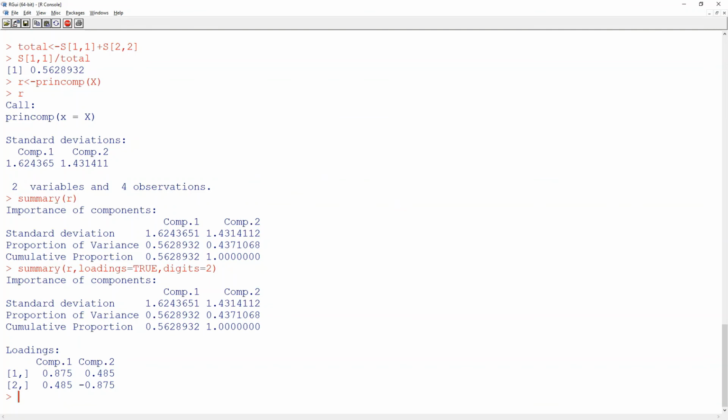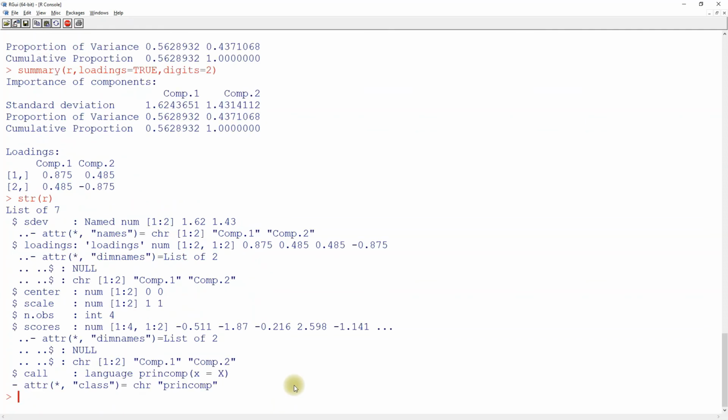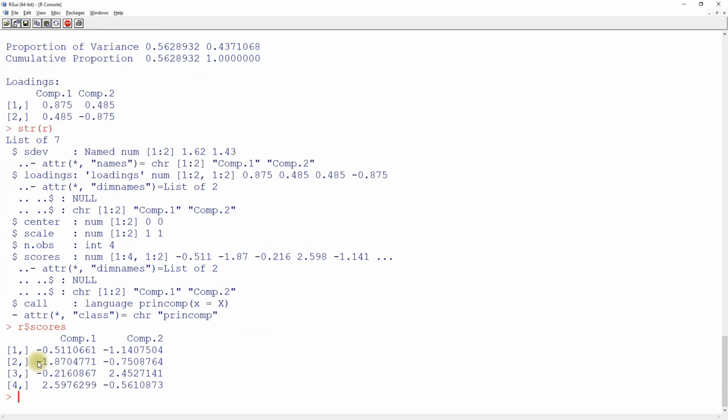And you can also get these scores, the factor scores. You can do str of r to see what are the different possible components that you get from these. You can get the loadings, as you see. You can get different information. You can also get the scores as well. So we can type R dollar scores and have a look at the different scores that you got here.